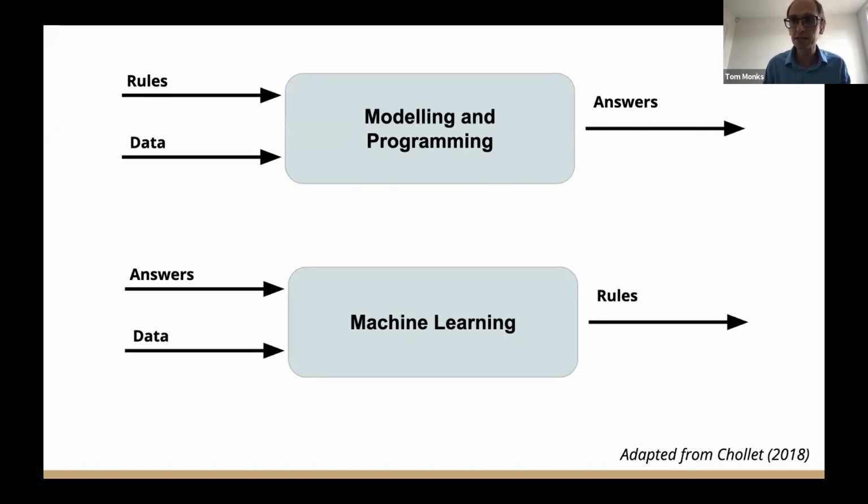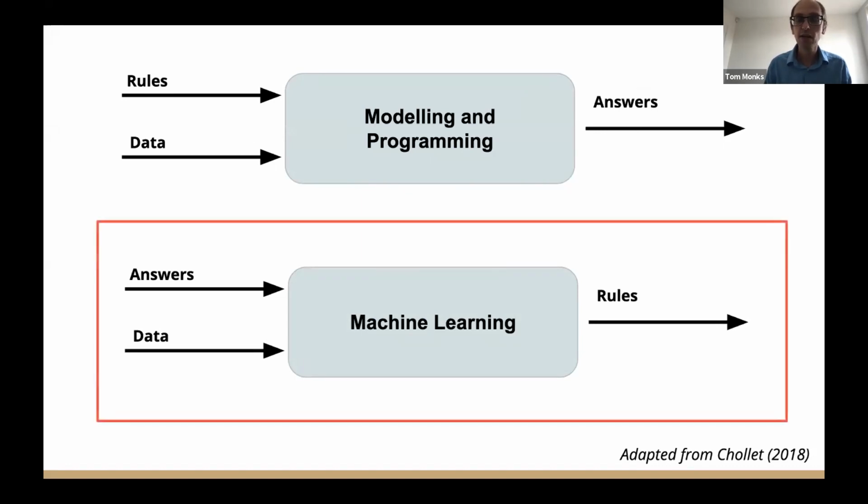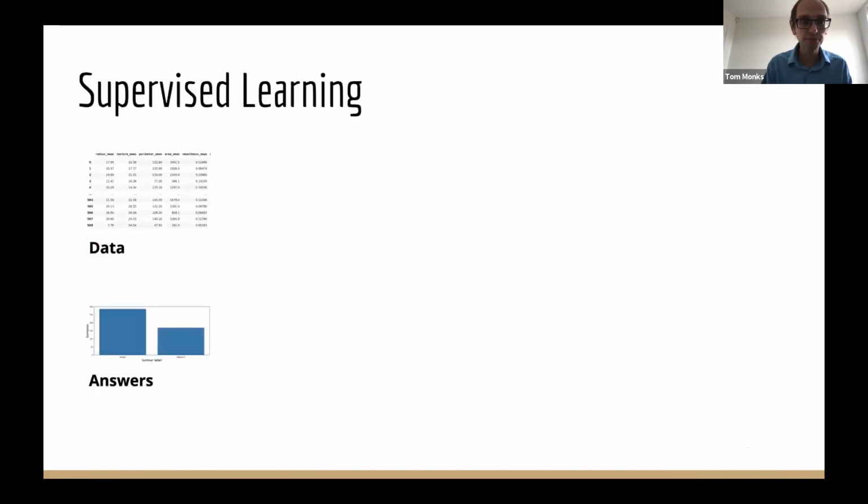Now, you should recognize this from biostatistics. And in fact, when you look at the medical literature, this is the dominant sort of machine learning approach or style of machine learning study that you will see, but it's not the full story.